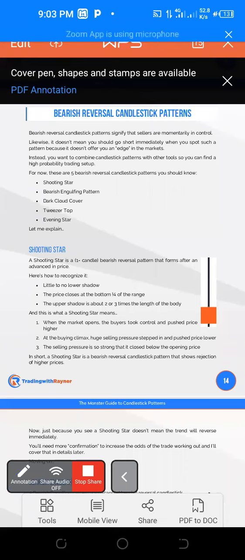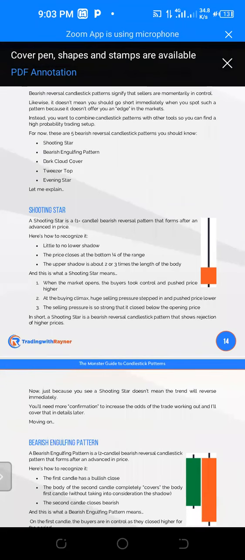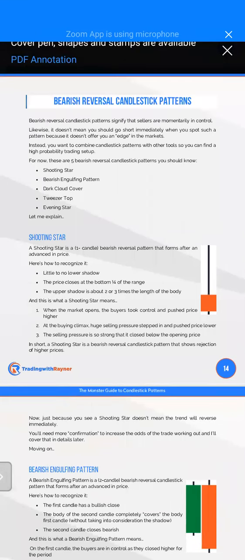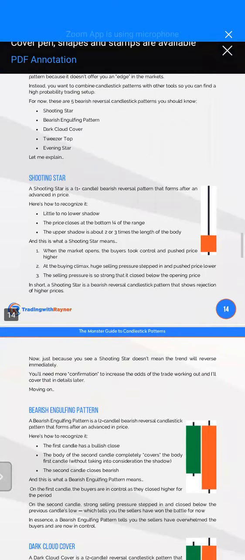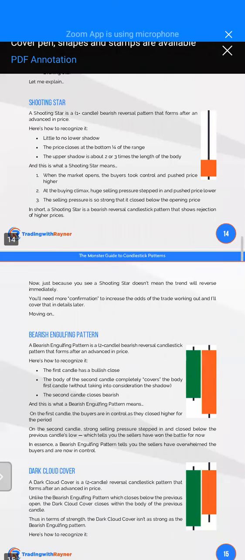So now, moving forward again, there are 5 bearish reversal candlestick patterns you should know. Based on this material, you see what we call shooting star, bearish engulfing pattern, dark cloud cover, tweezer top. Remember on bullish, we have what we call tweezer bottom. And lastly, evening star. On shooting star, a shooting star is a one candle bearish reversal pattern that forms after an advance in price.